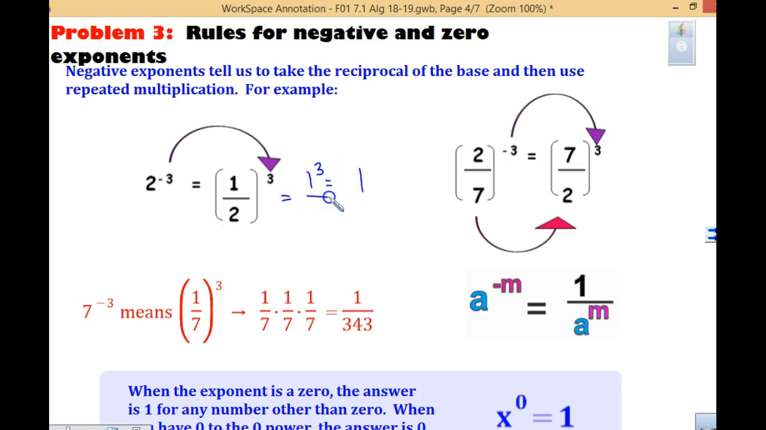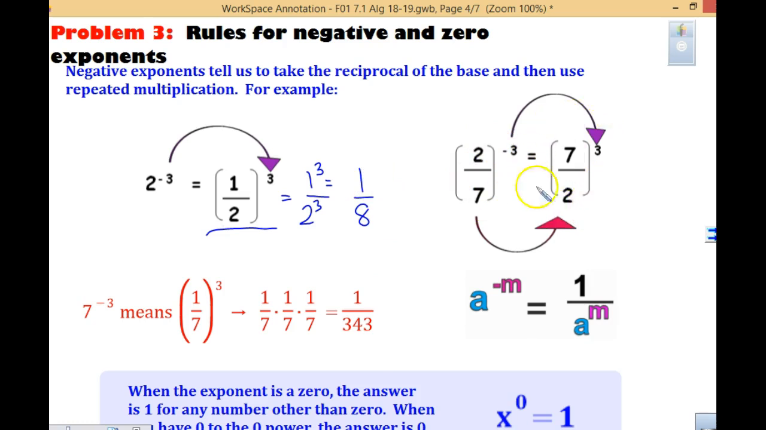Just 1, right? And then 2 to the 3rd power would be 2 times 2 times 2 gives us 8. Now, if I ask you to leave it as a power, this is where you're going to stop. You're going to leave it as 1/2 to the 3rd power. If I don't ask you to leave your answer as a power, you would give me the answer, which would be 1/8.